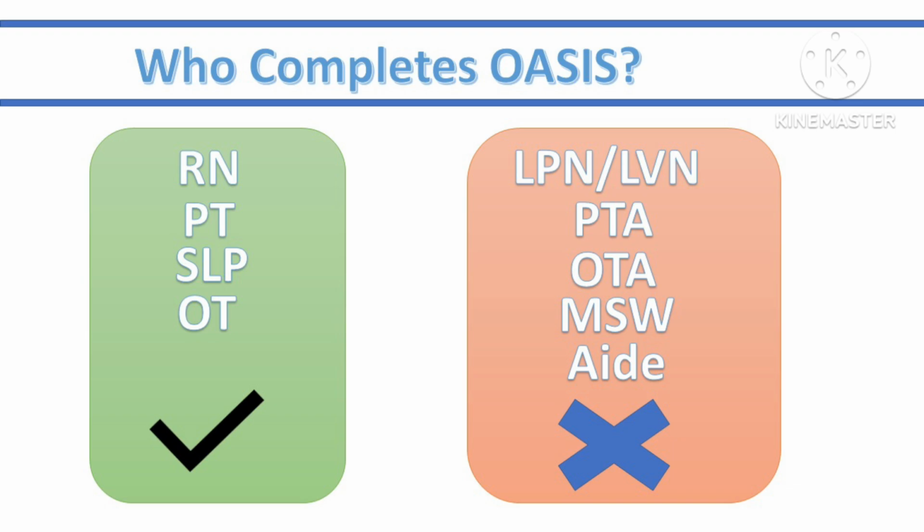Any discipline qualified to perform OASIS assessments, RN, PT, SLP or OT, may complete subsequent OASIS assessments, for example transfers, recertifications, resumptions of care, and discharge, after the SOC. A licensed practical nurse or licensed vocational nurse, LPN or LVN, physical therapist assistant, PTA, occupational therapy assistant, OTA, medical social worker, MSW, or aide may not be responsible for completing the comprehensive assessment on OASIS.